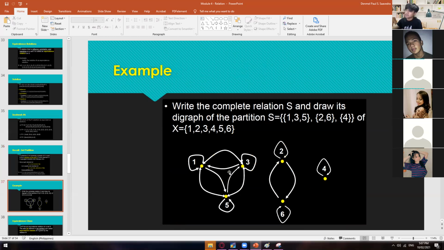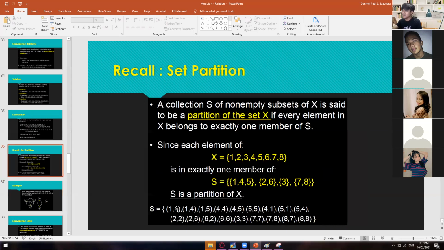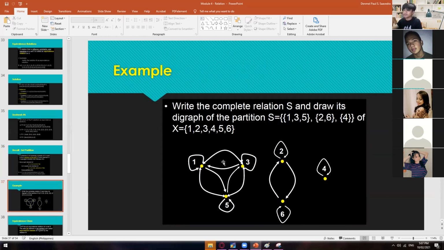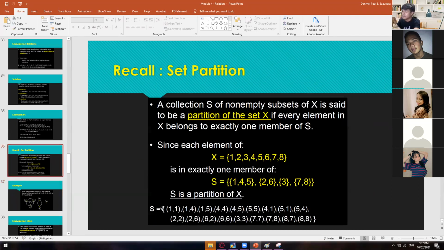So let me just show you guys this one as a representation of the set partition using a diagram. So we have 1 1 up to 8 8. So all of those are this one. Okay, 1 1, 1 3, 3 1, and so on and so forth. So for now I will leave the analysis part to you guys. This one is not that important when it comes to classes. This is just a representation of this set.